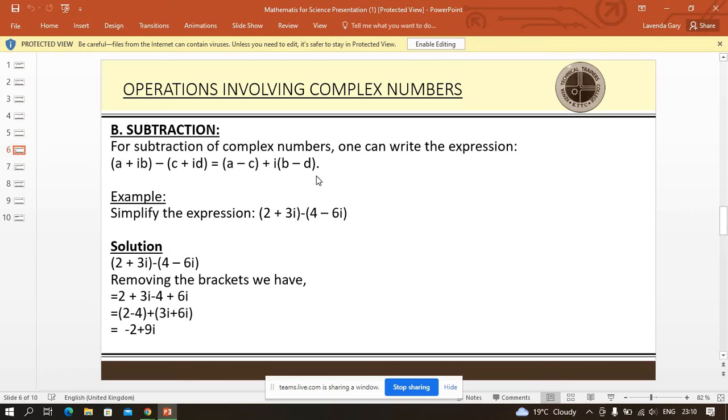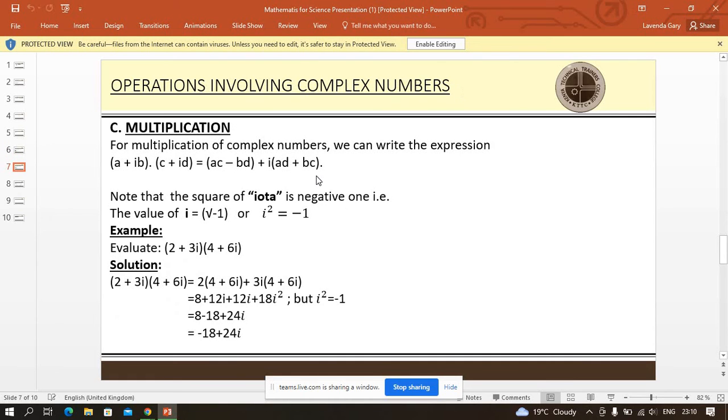So the whole operation will be what? What will be the whole answer? Negative 2 plus 9i. Thank you very much. Let us go to multiplication. Now for multiplication of complex numbers, we can write the expression a plus ib product of c plus id to be equivalent to ac minus bd in bracket plus i into ad plus bc.